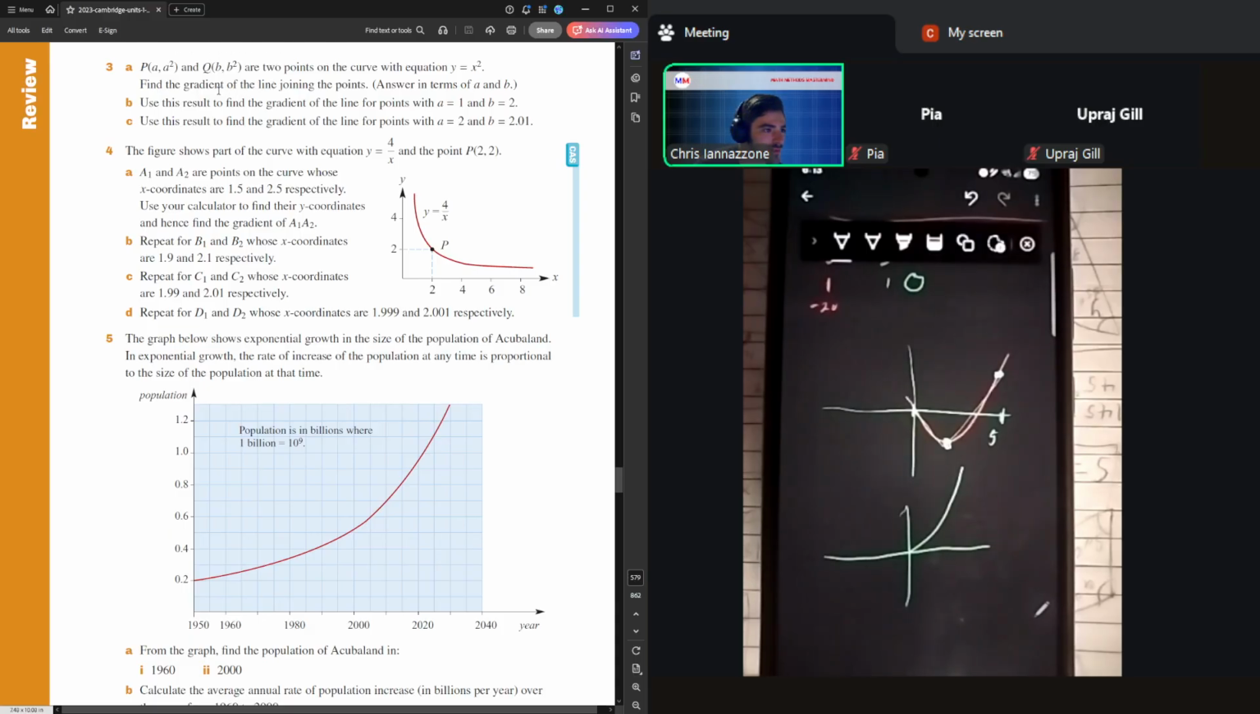Two points on a curve, find the gradient, join the points in terms of A and B. Yeah, how's that? What do we do for this kind of question, 3A? This is like way back in differentiation by first principles type stuff. Anyone remember what's going on here?